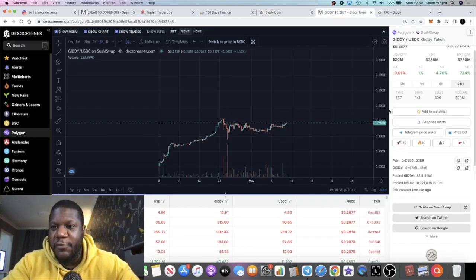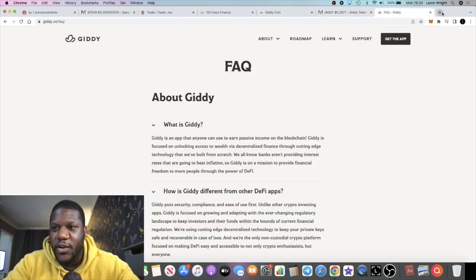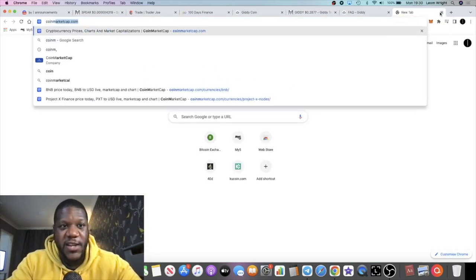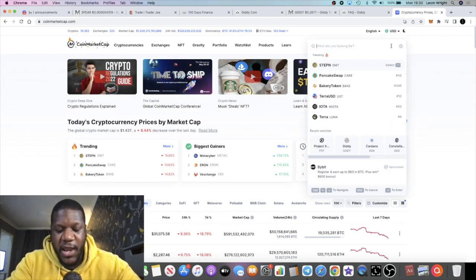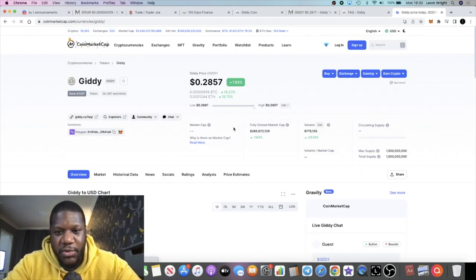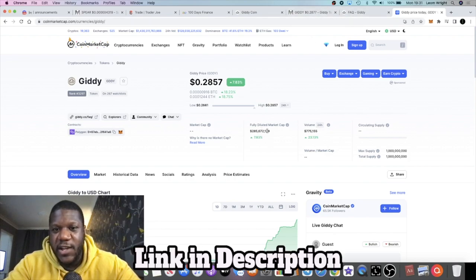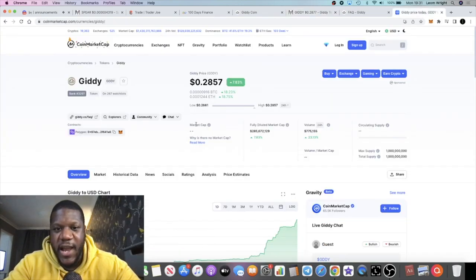Okay, guys, now if we look at the liquidity, it's got about 20 million in liquidity. So it's pretty stable. Market cap 288 million, it says right here. I'm not sure if that is correct, but that would suggest that a lot of people are aping into this token. If we look for Giddy on CoinMarketCap, it's fully diluted at 285 million. So I'm going to guess that the market cap that we see over here is fully diluted. So we don't know what the actual market cap is, but it's going to be a lot less than this.